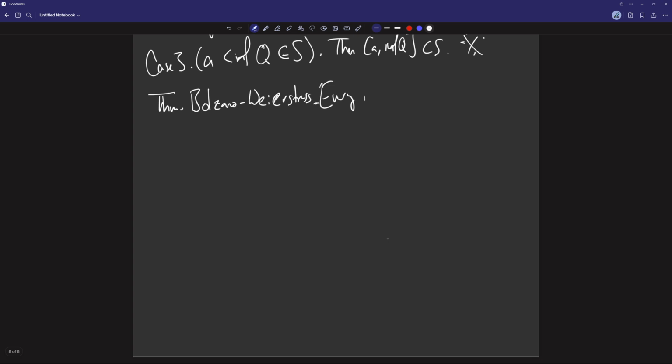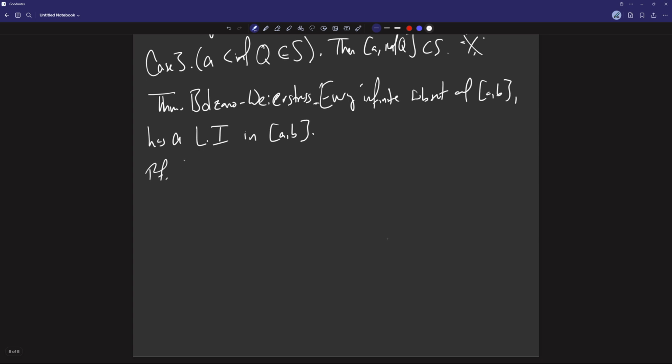Every infinite subset of [A, B] has a limit point in [A, B]. Now let's go ahead and prove this.